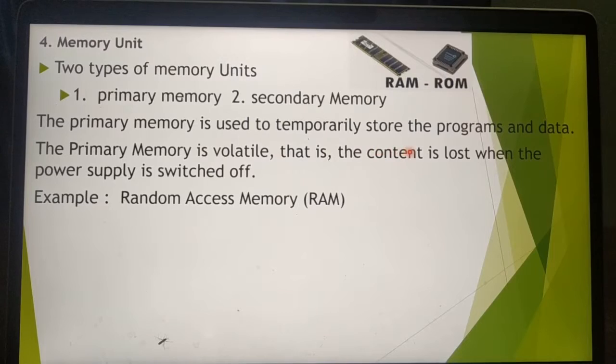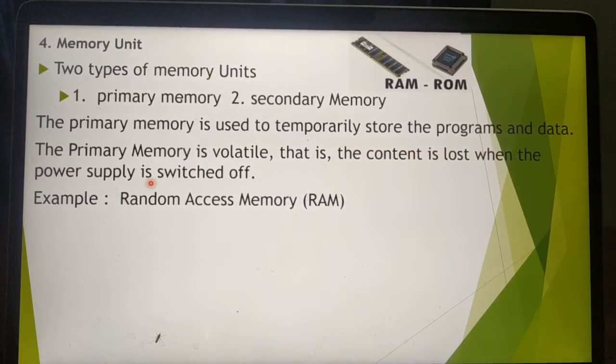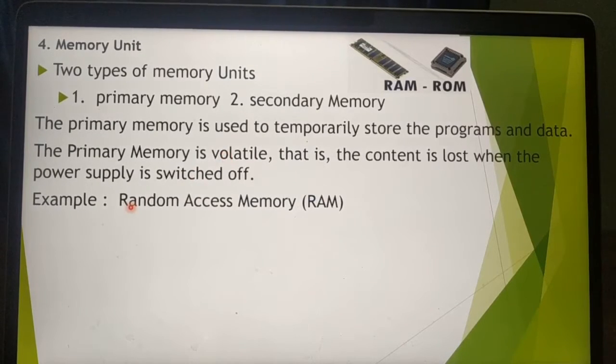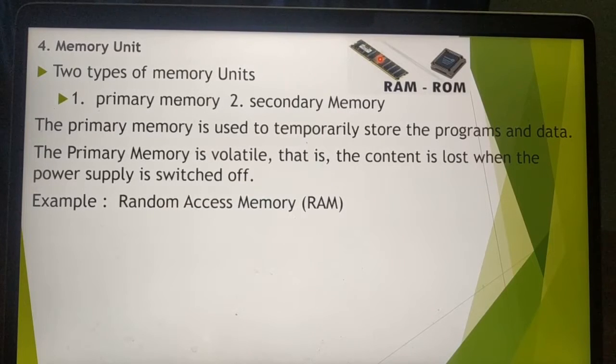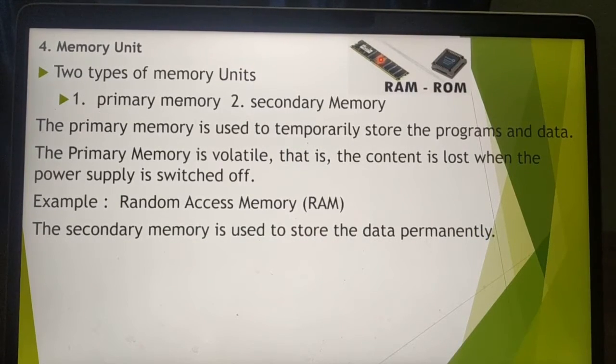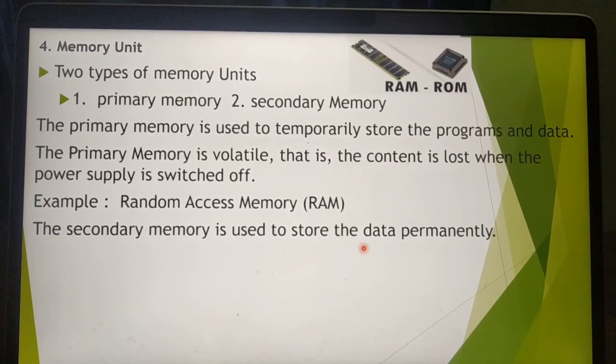Why? The content is lost when the power supply is switched off. That's why it is called a volatile memory. Example: random access memory, RAM is called a primary memory, volatile memory. It is also the main memory. Then the secondary storage memory is used to store the data permanently for long purpose.